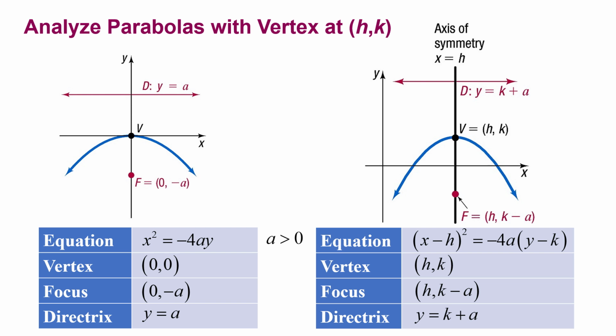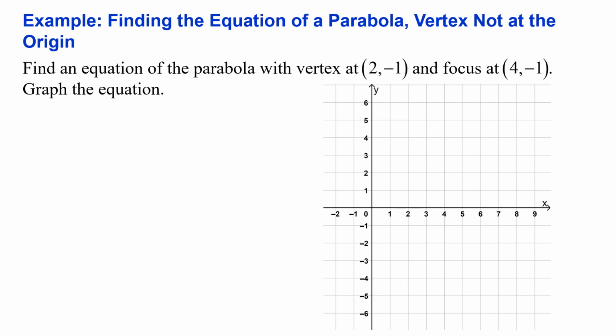On the right-hand side, we have the parabola with equation, the quantity x minus h squared equals -4a times the quantity y minus k. Its vertex is the point h, k. Its focus is the point h, k minus a, and the directrix is the line y equals k plus a. Again, notice the distance relationship that the focus and directrix are from the vertex. Now that we have made the connections between the shifted versions of the parabola as compared to the versions whose vertex is at the origin, let's go ahead and solve a couple examples.